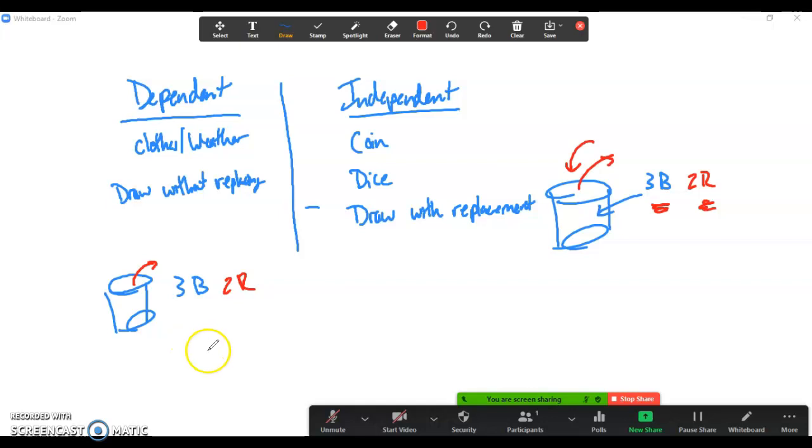So what does that mean? How many tiles do I have total the first time? 3 blue and 2 red gives me a total of 5. If you don't put that first one back, you take it out and leave it off to the side, how many do you now have left to pull from? You only have 4 left to pull from. So if you are not replacing, your bottom number is going to change, because I have less to pull from. Let's take a look at some specific examples.